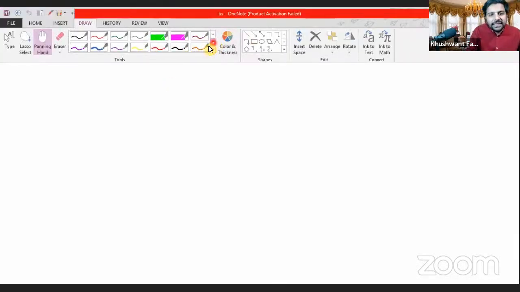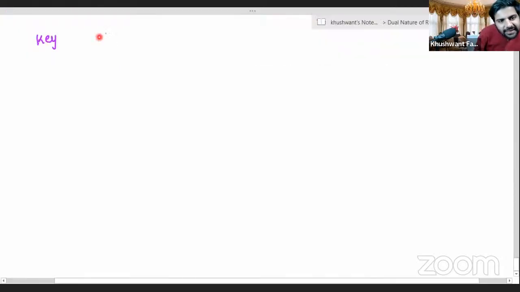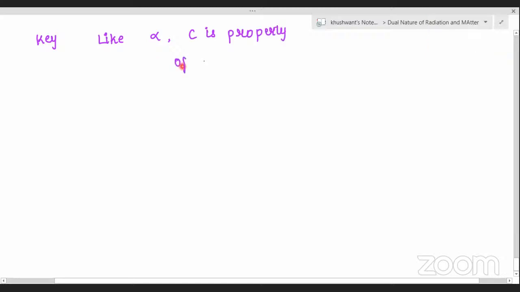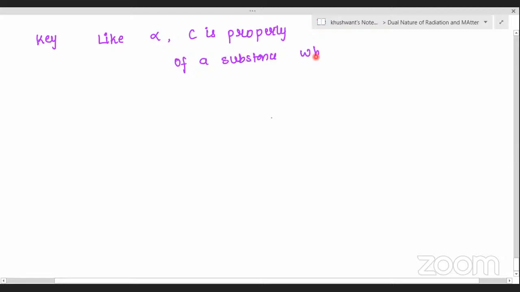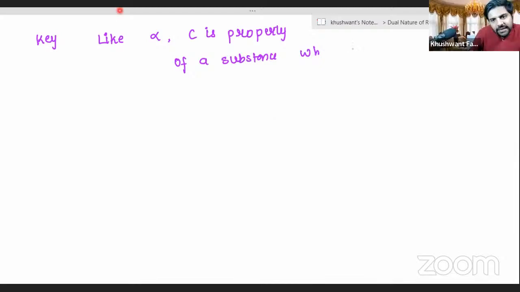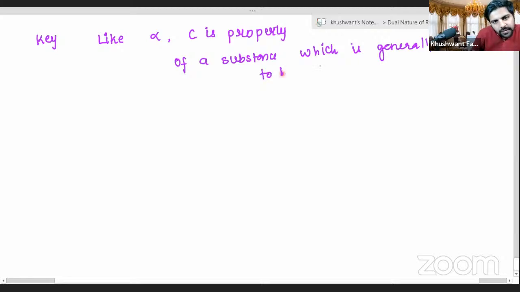Alisa, yes, चलो लिख लो. अगला point, everybody will write this. Like alpha, ठीक है? Like alpha, C is the property of a substance, property of a substance which is generally assumed to be constant. Yes, everybody will write this in their copies.